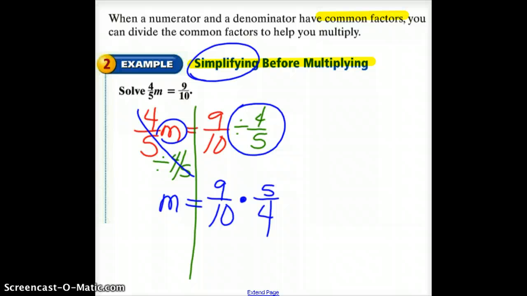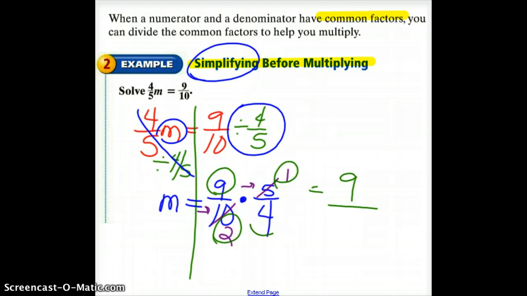I can simplify cross products before I multiply. Looking at 5 and 10, they each have a factor of 5. 5 divided by 5 is 1. 10 divided by 5 is 2. New multiplication problem. Use green. 9 times 1 is 9.